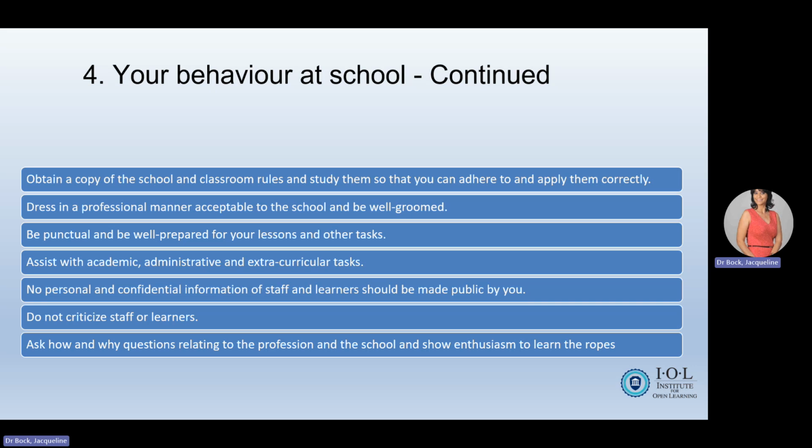No personal or confidential information of the school or learner should be made public by you, and do not criticize staff or learners. Also ask how and why questions relating to the profession and the school, and show enthusiasm to learn the ropes. So these are the things that you need to take cognizance of.